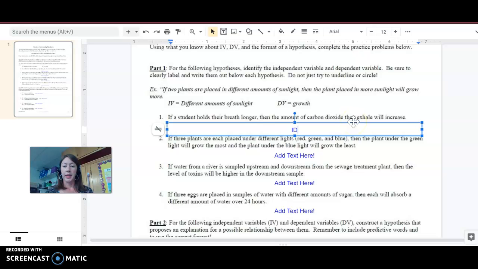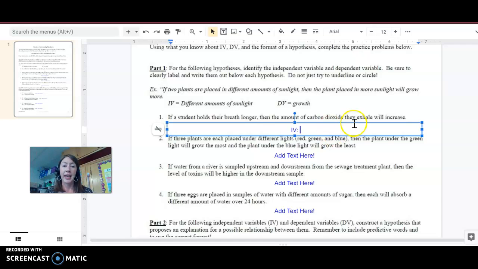And so we're going to start with the independent variable. Remember, the independent variable is the variable that is changed. So if the student holds their breath longer, then the amount of carbon dioxide they exhale will increase. So we're seeing two changes there. Two things are being manipulated, but one is causing the change in the other. And I'll give you a hint. In a hypothesis, if it's written correctly, usually the independent variable comes first because it's the change we're making. It's the independent one. And then the dependent variable is second because it is the effect of that change.